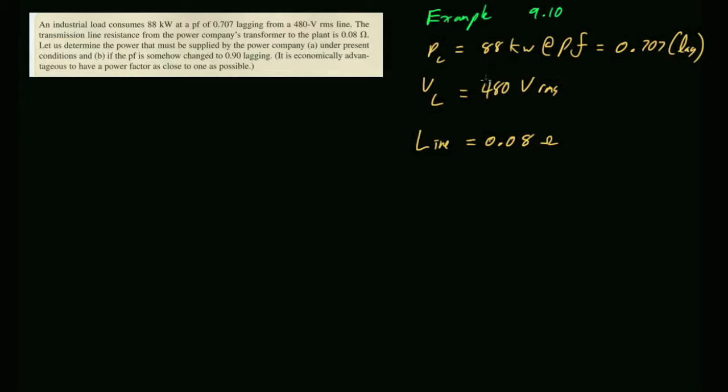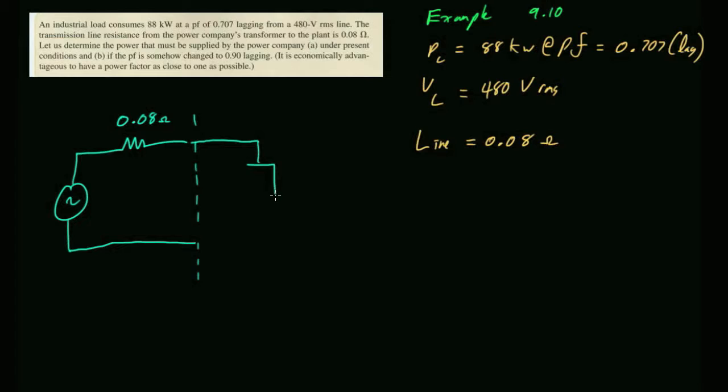Yeah, no, I'll show you what the line is. Hold on. So here you've got your power company. The power company is going to push power through the cables that go from the power company to the manufacturing facility. So this is your 0.8 of an ohm. And then, we're not exactly sure what's going on in the factory, but we know that the factory is consuming 88 kilowatts at 0.707 lag.